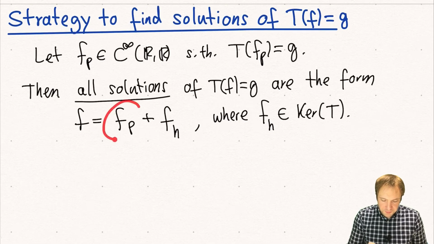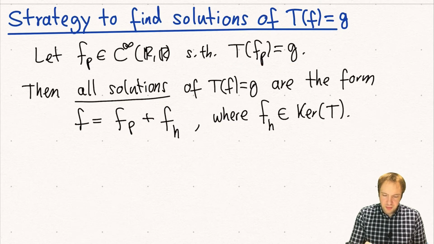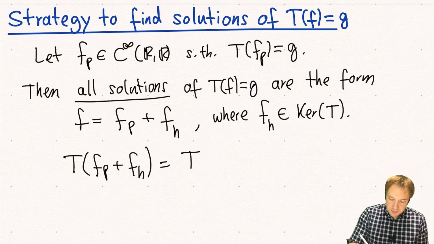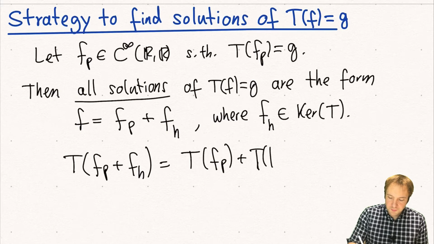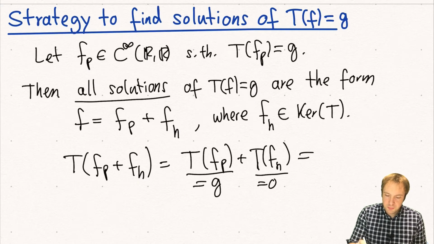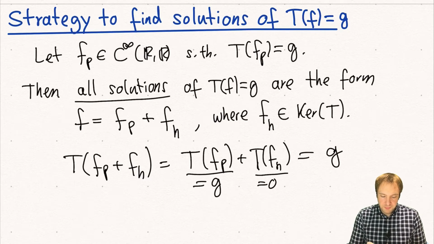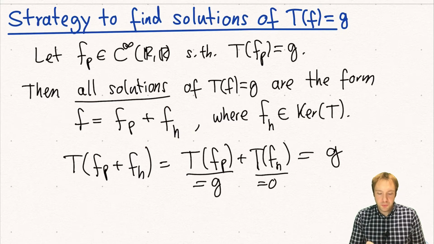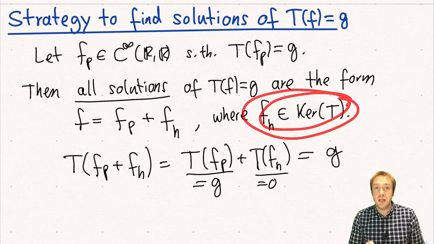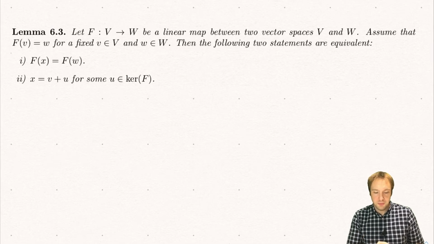So for example, if this is a solution to this equation, and if I add some element in the kernel, why is this again still a solution? Well, because T of fp plus fh, well, T is linear, so T of fp plus T of fh, and fh is an element in the kernel, and therefore this is 0. And this here is, because it's one solution to this equation, this is g, and therefore this whole thing is g. And this also works in the other direction, meaning not only is this a solution, but all solutions are of this form. So we have this one particular solution, and we can find all solutions by considering all possible elements in the kernel. And this follows from a more general statement, which is true not just for differential operators, but also for arbitrary linear maps.